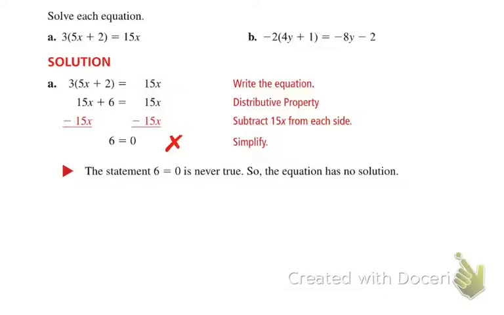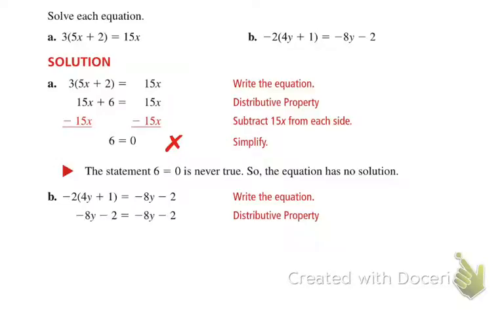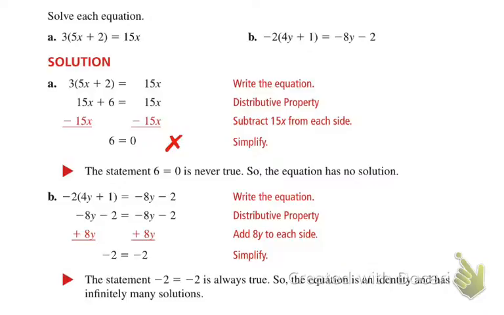You probably sensed something would go wrong once you saw the variable terms. Let's try B. After you do the distributive property, you can add 8y to both sides, you can simplify, negative 2 is equal to negative 2, and you can see that this is always true. So this equation has infinitely many solutions.